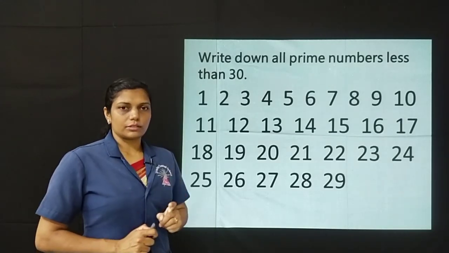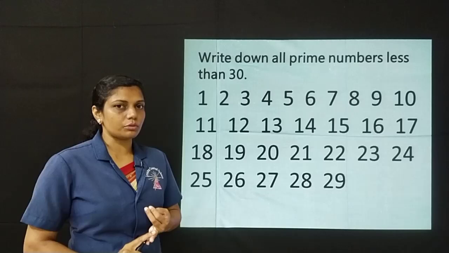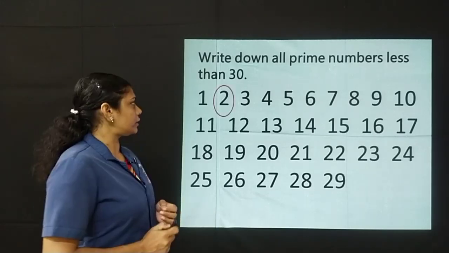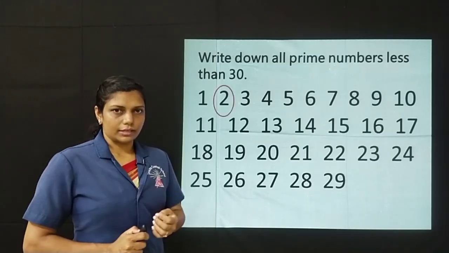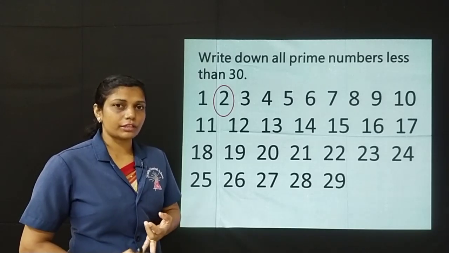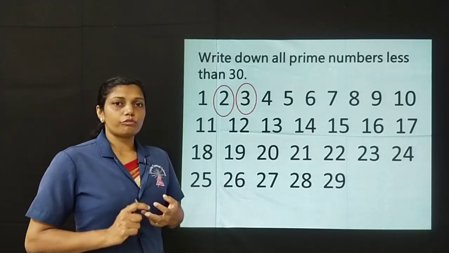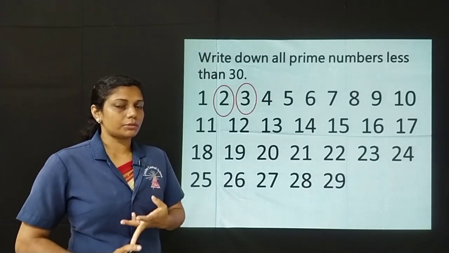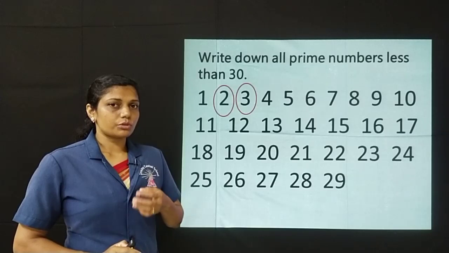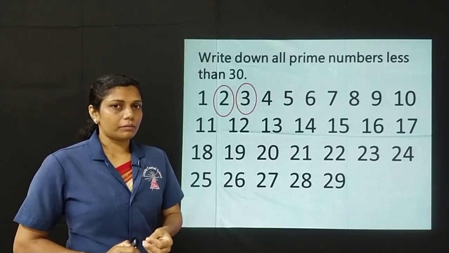2. Yes, 2 has only two factors, 1 and 2. So 2 is a prime number. 3, yes, 1 and 3. Any other factors for 3? No. So 3 is a prime number. 4 is an even number, so it has to be divisible by 2. So it cannot be a prime number.